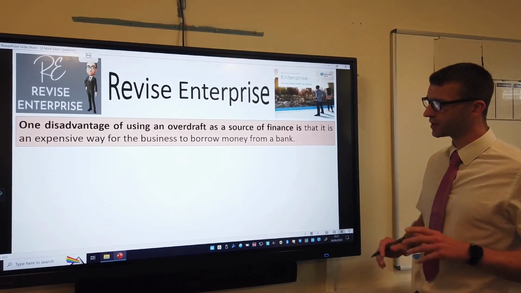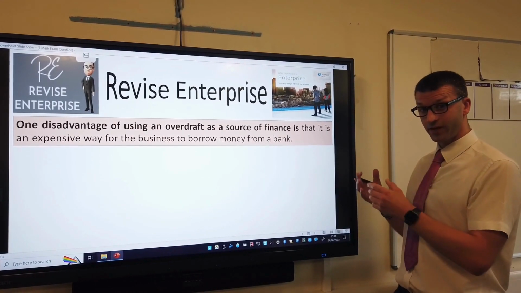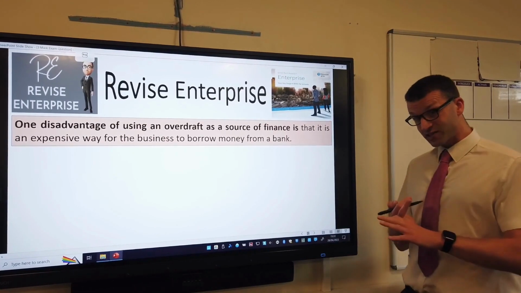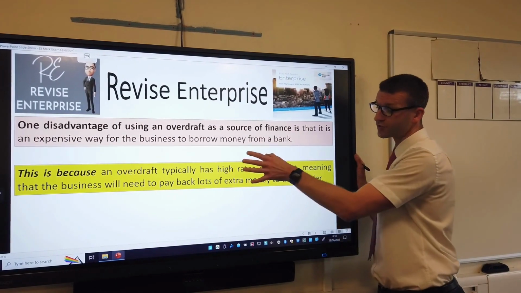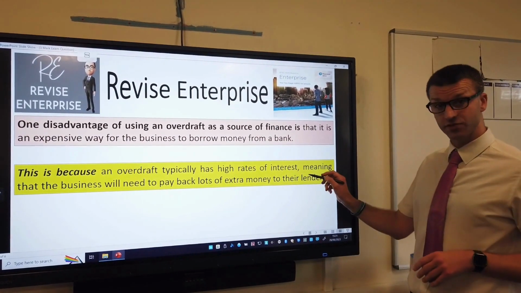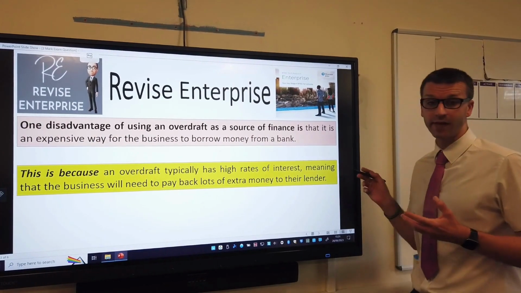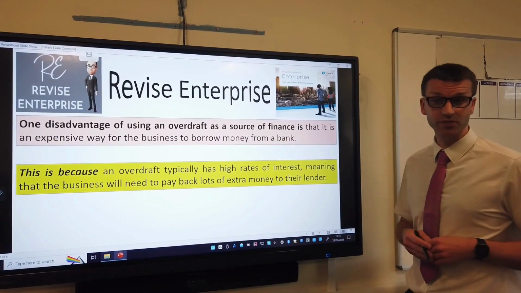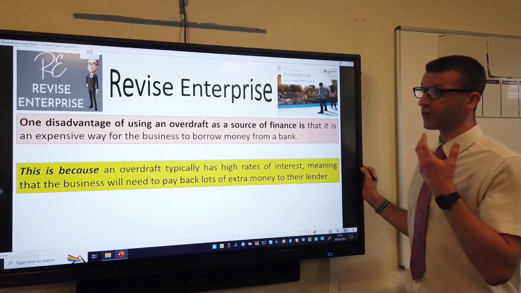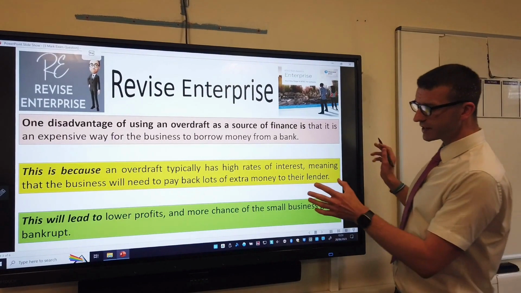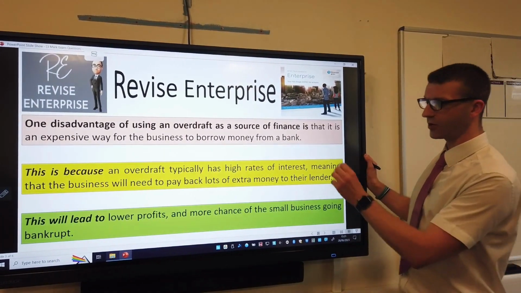That's your disadvantage. Then in the middle, what you're doing is a connecting comment. So either explain comment with either this means that or this is because. Okay, so in the middle sentence, guys, we're going to say this is because an overdraft typically has high rates of interest, meaning that the business will need to pay back lots of extra money to their lender, for example, the banking institution. And then finally, what's the impact? So what is it going to lead to for the business finally? So this will lead to, for the business, lower profitability and more chance of the small business going bankrupt.